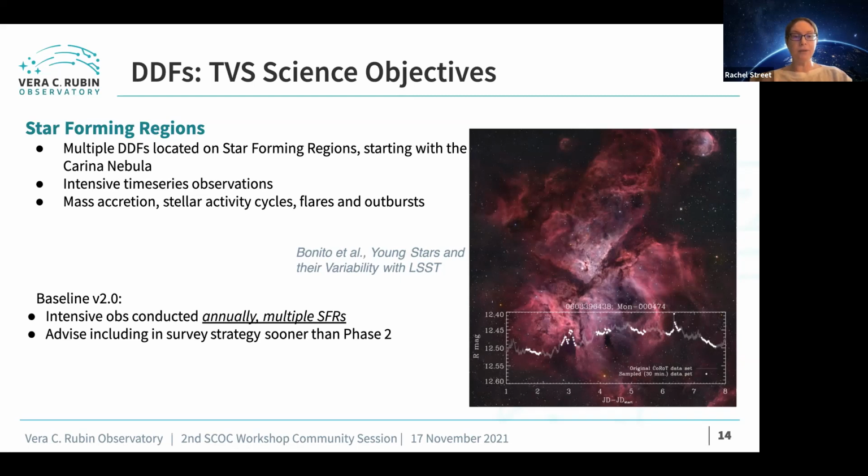So the proposal wasn't just for a single star-forming region, which it may have been interpreted as in the past. It actually focuses on several, and that potentially raises complexity in the observing strategy if it were to be integrated with either the wide-fast deep or a mini survey of the galactic plane. And we feel that it would be good to resolve that earlier than phase 2. And that's all I wanted to wrap up with. Thank you very much.